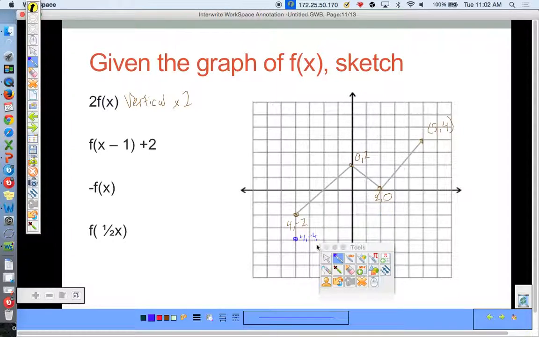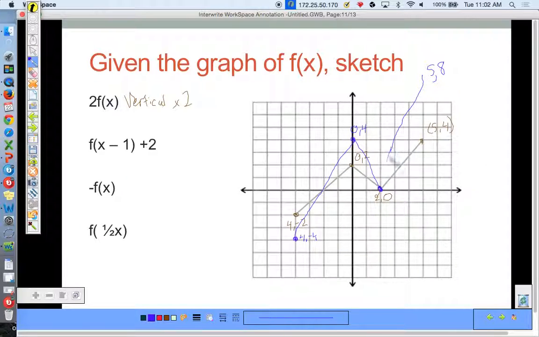This would become 0, 4. 2, 0 would stay the same, and this would become 5, 8. So there's our vertical stretch. I like these. These are just left and right. So we go to the right 1 and up 2. So we go back to our original, right 1 up 2, right 1 up 2, right 1 up 2, right 1 up 2.